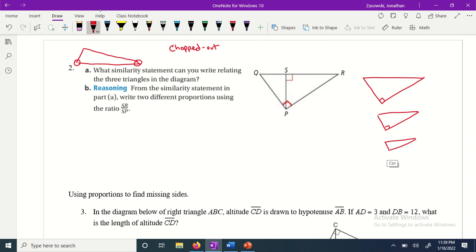All right, and now we can label. So in the original triangle, I had Q, R, and P.